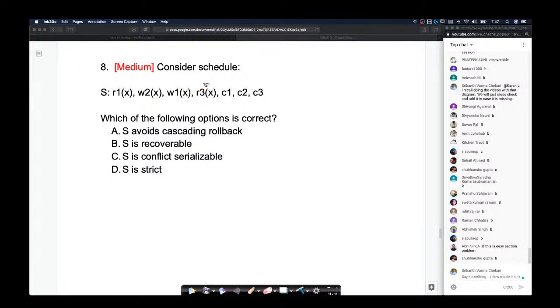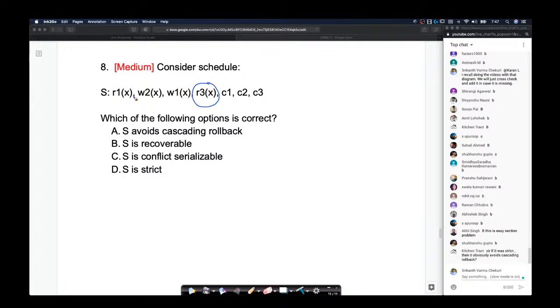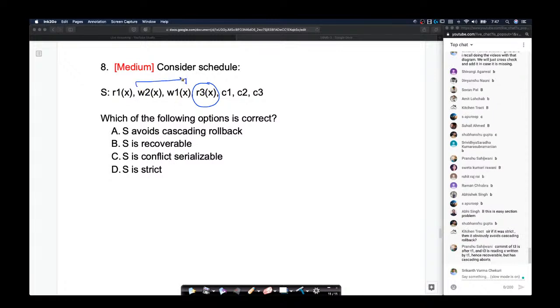Remember that your T3 is reading the data after T1 and T2 are writing the data, right? Look at this. Your T3, transaction 3, is reading the data after transaction 2 and transaction 1 are writing the data, and T3 commits after 1 and 2 have committed, right? In case there is any problem, you can always roll back. Suppose, let's assume at this point T1 dies or T1 is aborted, then you can always roll back, which means S is recoverable, right?